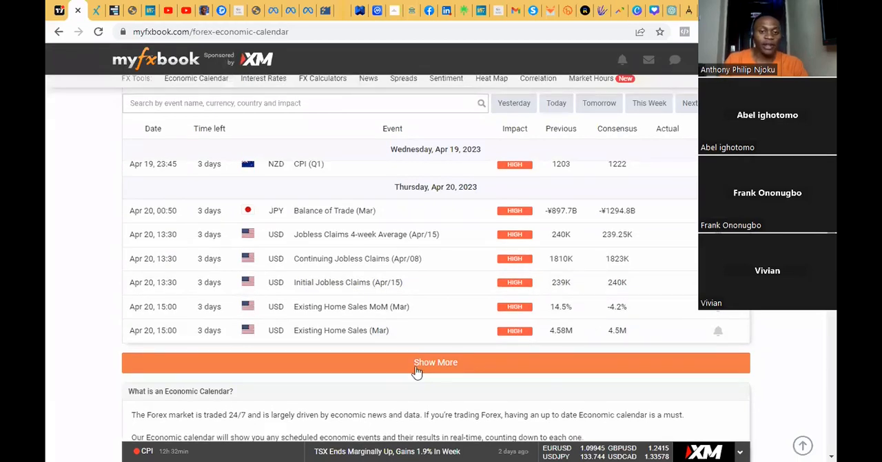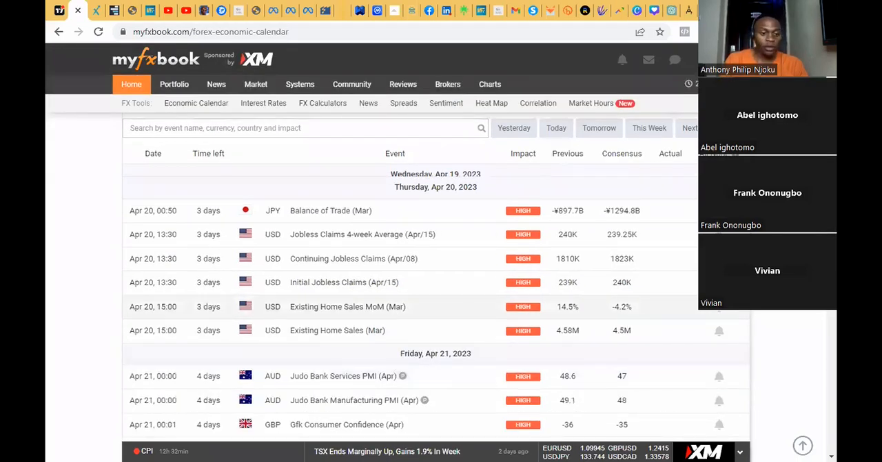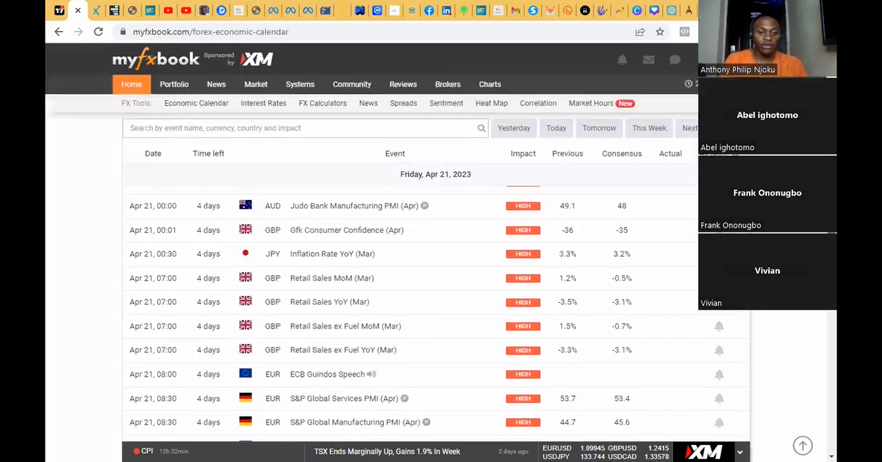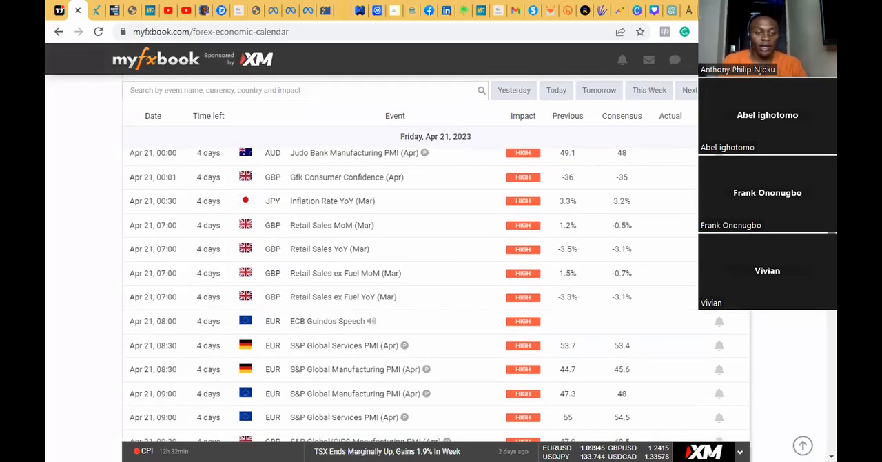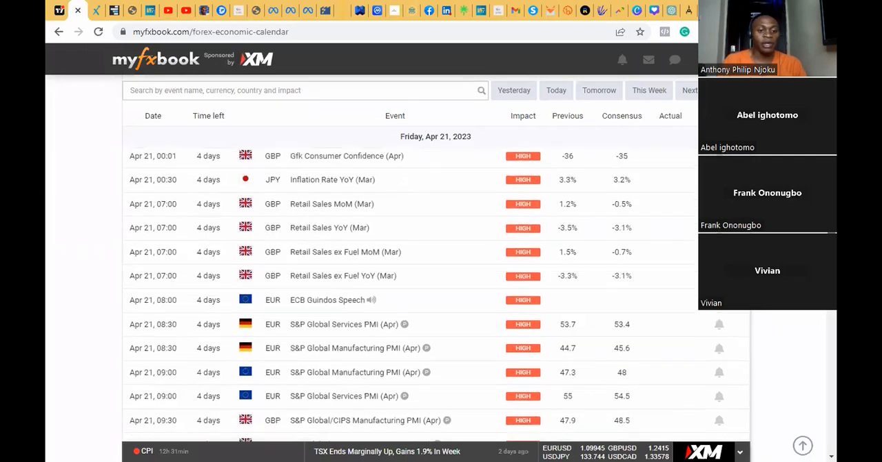Then lastly, on Friday we have Australian news early in the morning by 12 a.m. Then we have GBP news as well early in the morning by 12 a.m. Japanese yen news. So on Friday, I'll be focusing more on USD JPY. Then on Thursday night, leading into Friday, because Japanese yen, I can see, has a lot of high impact news on that day. Then early in the morning, GBP as well by 7 a.m.